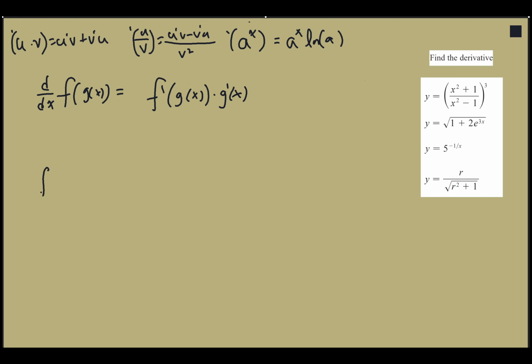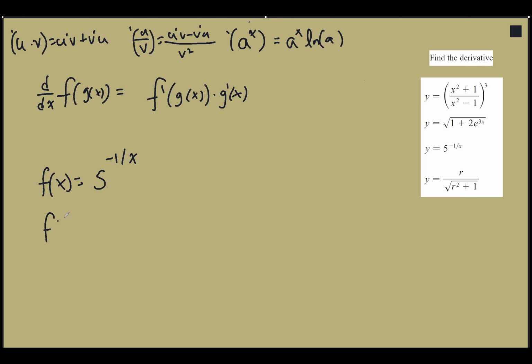f of x equals 5 to the negative 1 over x. So we're looking at this rule here, plus some maybe other stuff, because this is chain rule, and you don't know the derivative of this yet, which we're going to need. So we'll do one thing at a time.